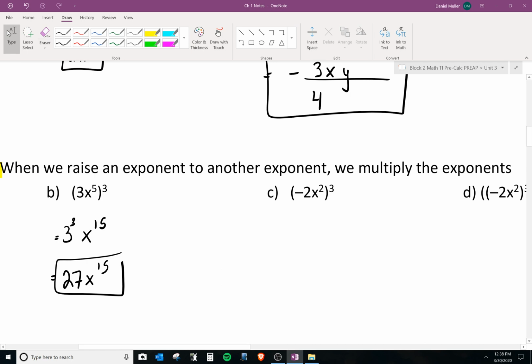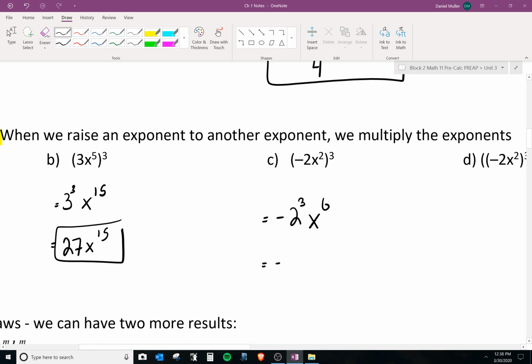Moving on here, x squared to the power of 3. An exponent to the exponent is multiplication, so 2 times 3 will be 6. This is a 2 to the power of 3, which we can reduce in a moment. And this says I've got 3 negatives, so my answer will say negative. 2 cubed is going to be 8. 2 times 2 times 2 is 8, and there's an x to the 6.